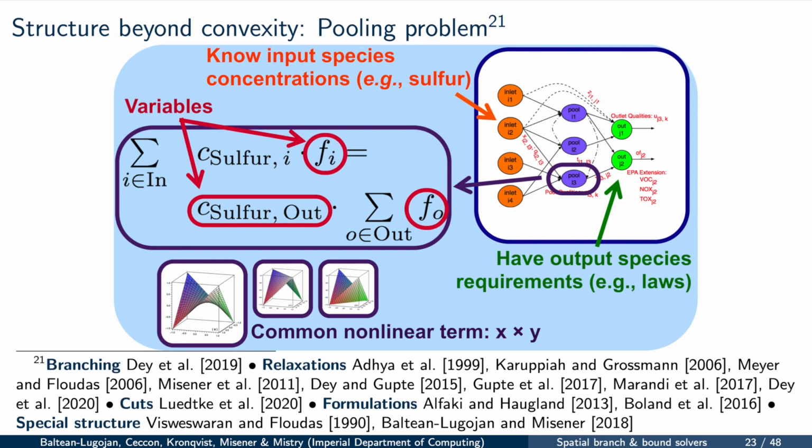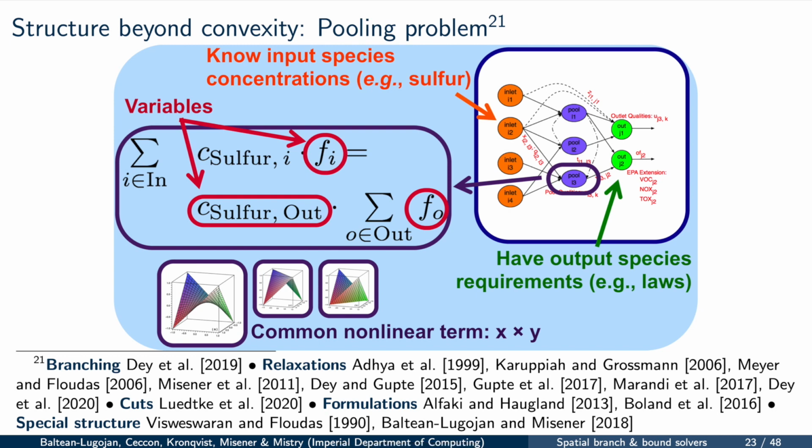But now let's talk about structure beyond convexity. In particular, we're going to talk about the pooling problem. What happens is that we have these inlets, and these inlets have known species concentrations. The inlets combine in intermediate storage nodes, or pools, where we're going to combine the concentrations of things. And then we're going to have these output species that have to follow requirements or laws.